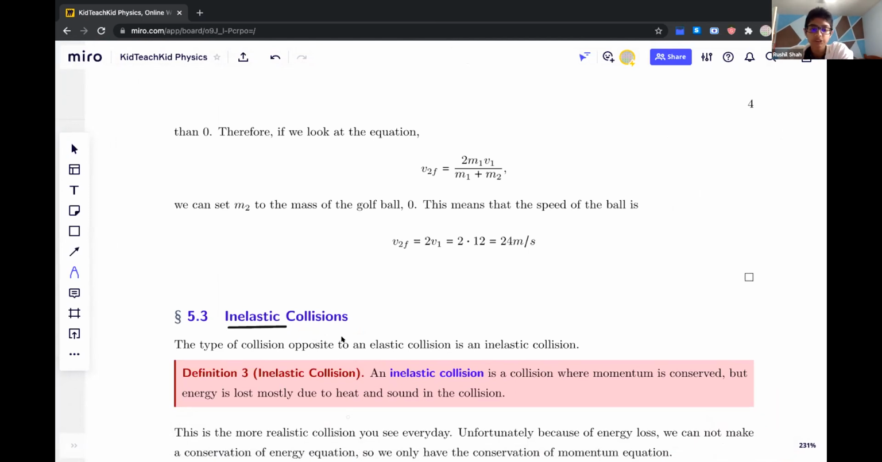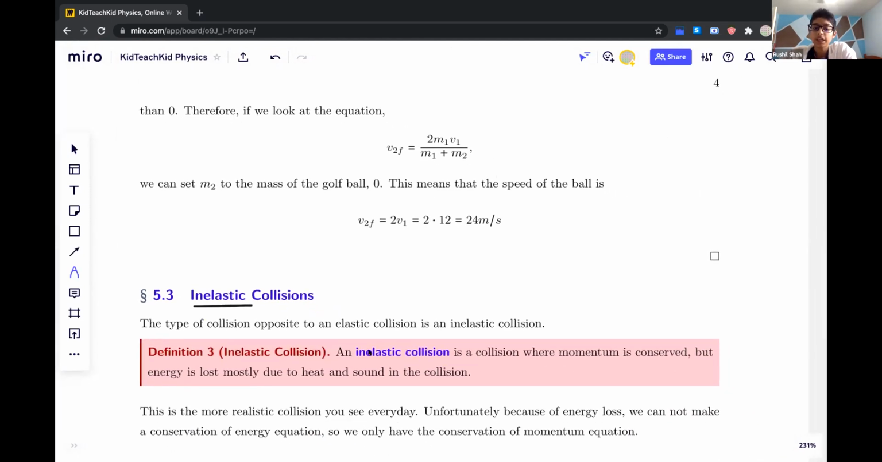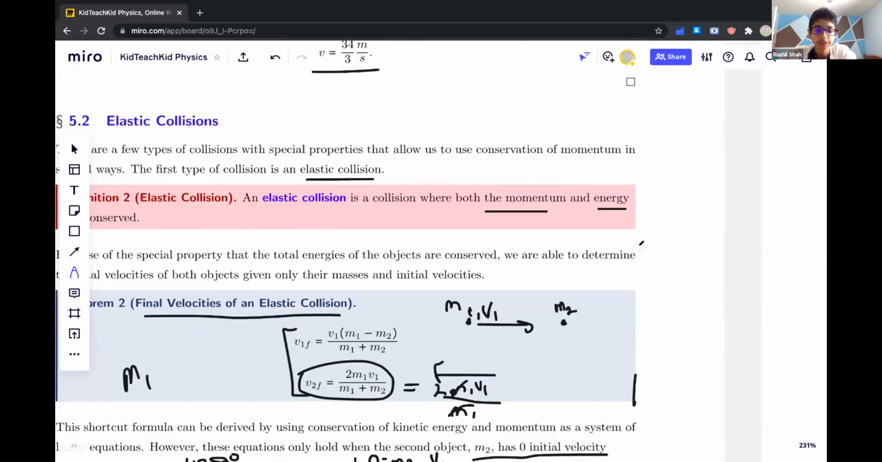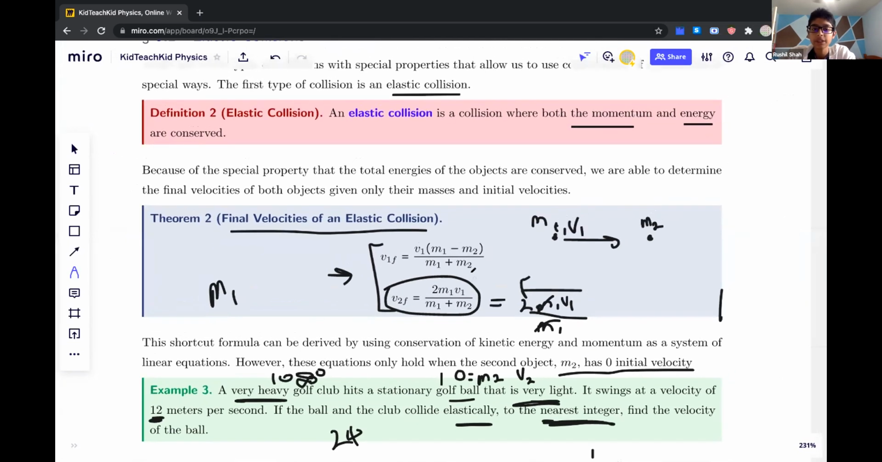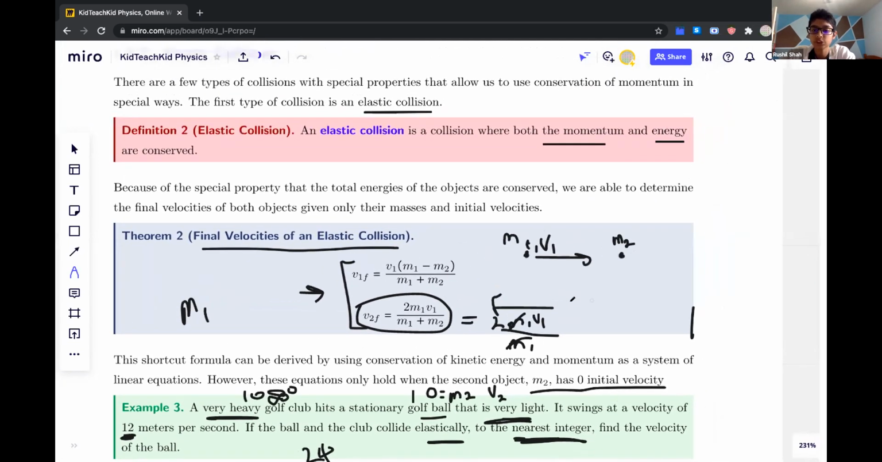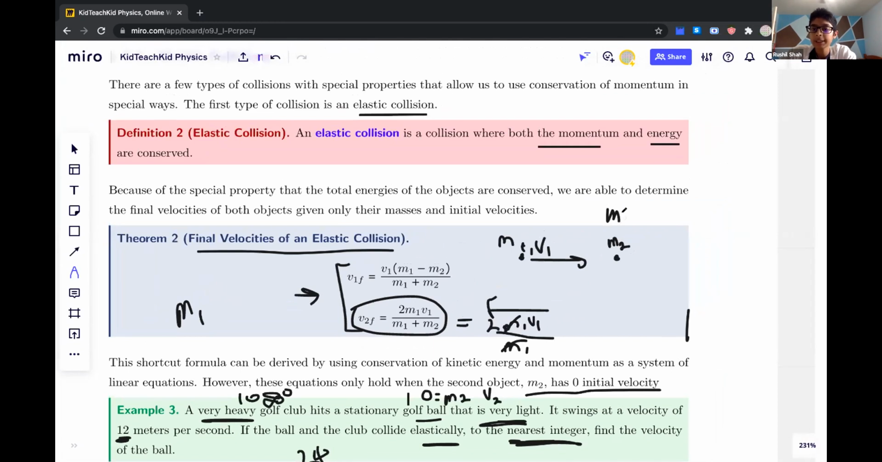Okay, so the second type of collision is inelastic collisions, and these are opposite of elastic collisions because an inelastic collision is a collision where momentum is conserved but energy is lost. The formula? Are you talking about these two formulas right here? Okay, so these two formulas, they can be derived by doing conservation of energy and momentum. I won't derive it here because we didn't go over energy, but I'll just write it down for those who are interested.